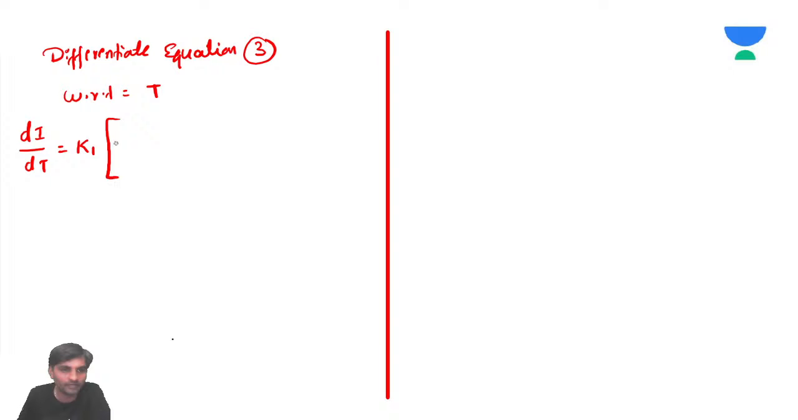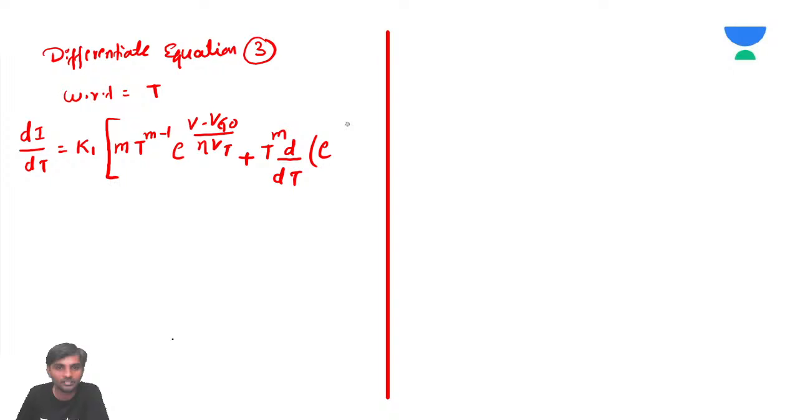Yes or no? Simply, I'll directly write, sir. Is that fine? I'll directly write m into T power m minus 1 into e power (V minus Vg0) by eta Vt, which will be the same since Vg0 is constant, plus T power m will be the same. T power m will be same or not? T power m into, now I'll write this d by dt. I'll let you know why I'm writing like this. e power (V minus Vg0) by eta Vt. Sir, d by dt of e power x is e power x into dx by dt.